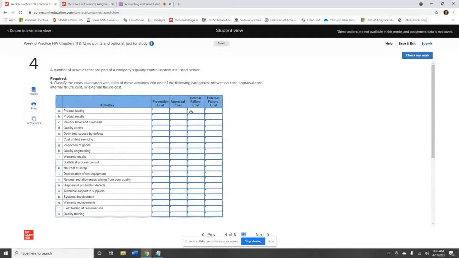Product testing sounds like appraisal cost to me. Product recall: something's already left the factory if you're recalling it, so that's an external failure. Rework labor and overhead for that rework: it hasn't left, we caught it, and it has to be redone before we send it out, so that's an internal failure. Quality circles: in organizations, people from various teams get together and discuss how they can improve quality. That's clearly a prevention cost.